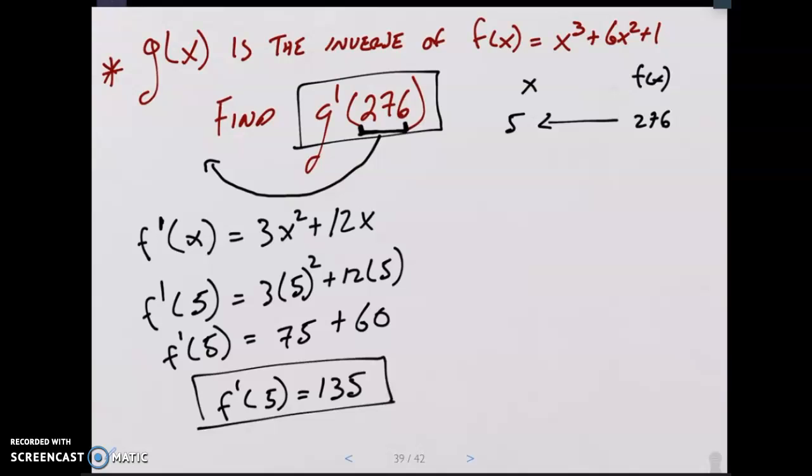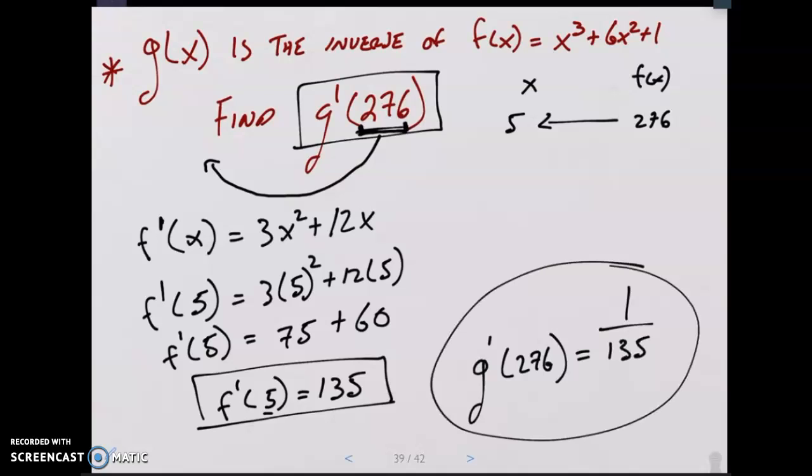So now the input is 5. The output was 276. So if I want to find G prime of 276, that is the same as 1 over 135. So the key is that what they're actually giving you here is the output of your original function. You need to find the input. So that's what we did. Once we found this 5 here, that was kind of the key to this problem. We found the derivative of the original equation, we plugged in 5, and then we flipped it, found its inverse.